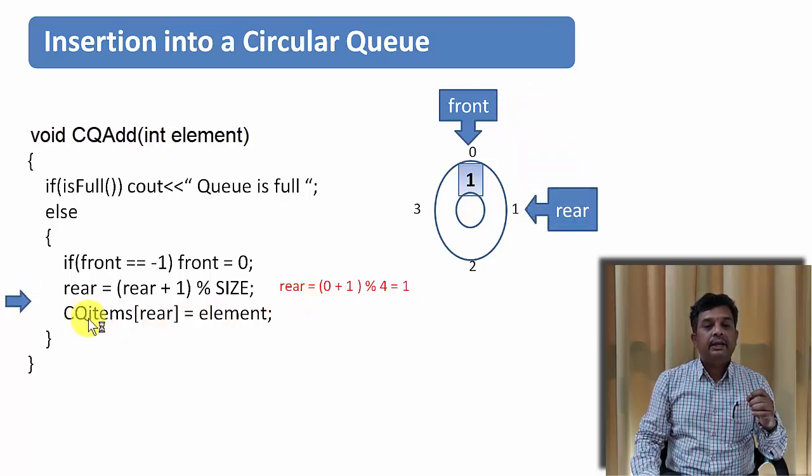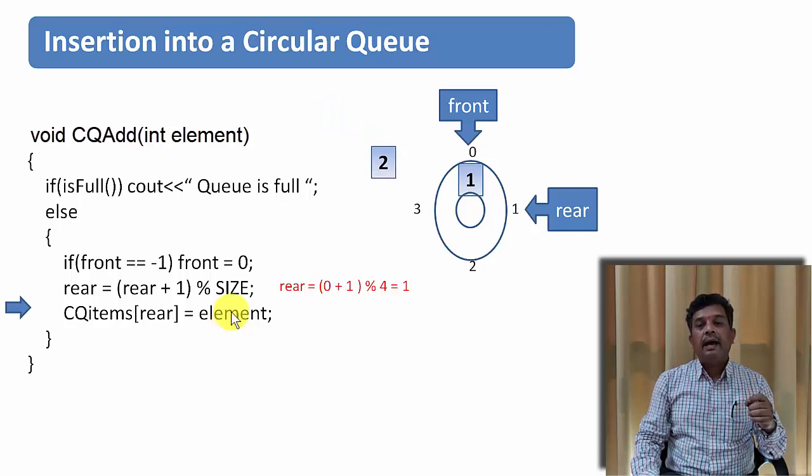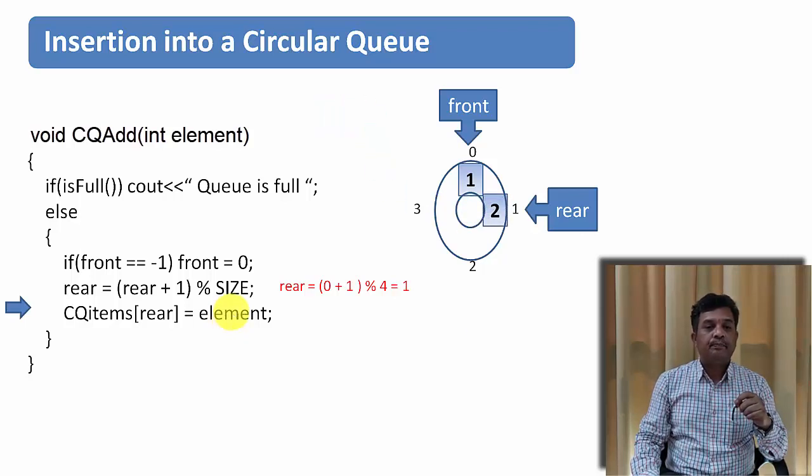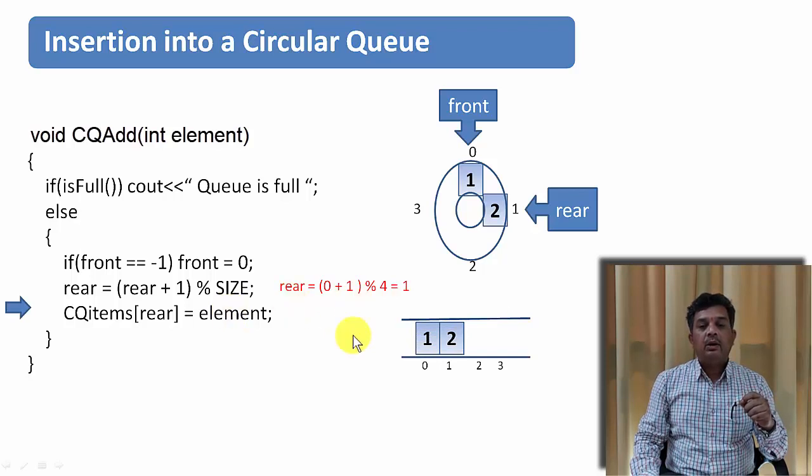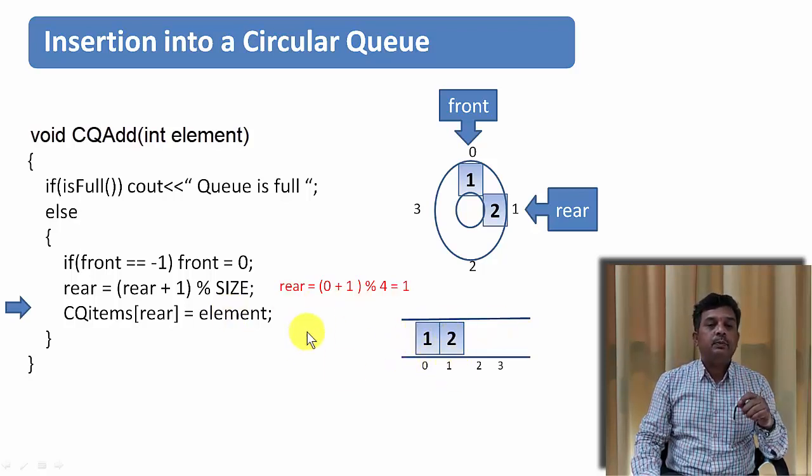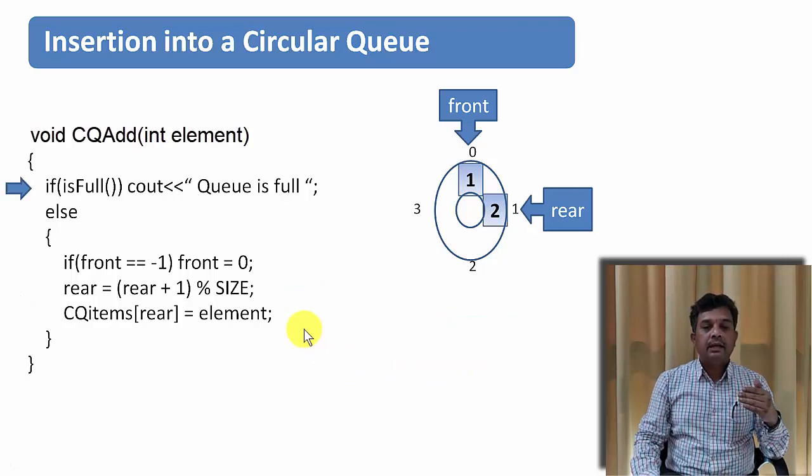So at CQ item rear is 1. At the 1st location, we are placing the element. So the second element, 2, we are adding at the 1st location. Similarly, to view it in the form of a linear queue, at the first index 2 is placed. Now let us add one more data. The queue full condition is again false. We are coming to the else part. The condition front equal to -1 is also false.